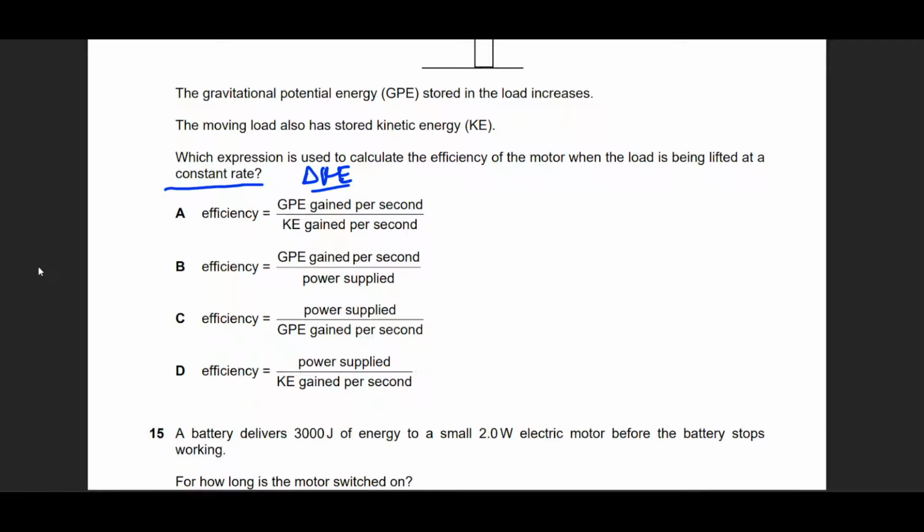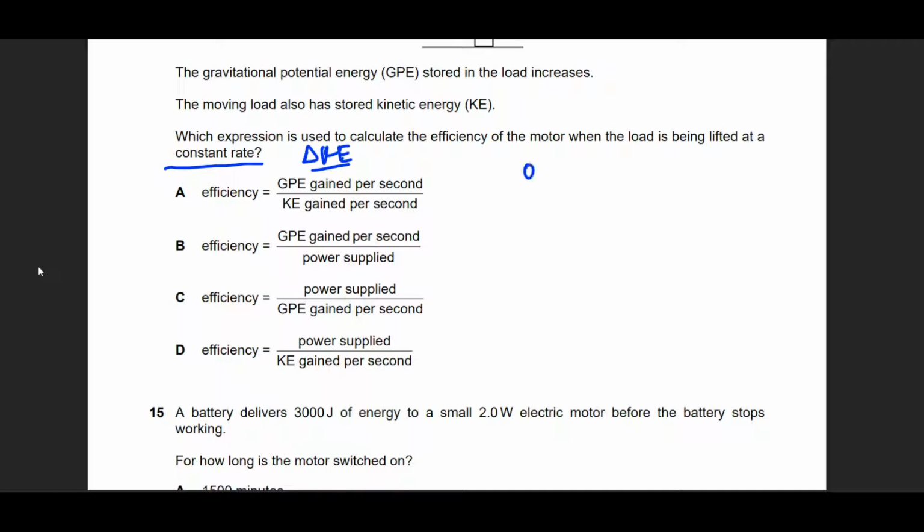Now let's see which option does that. First, we need to put the useful output in the numerator and the total input in the denominator. Gravitational energy gained per second. Okay, this looks like a good option. Divided by kinetic energy, no, it should have been total input energy. So the power supplied looks good. Gravitational potential gain per second, this looks good as well. Still, fingers crossed. Power supplied, no, it should have been in the denominator. This is the wrong implementation. So C is completely wrong, A is completely wrong. D says efficiency is power supplied, again, it should have been in the denominator.